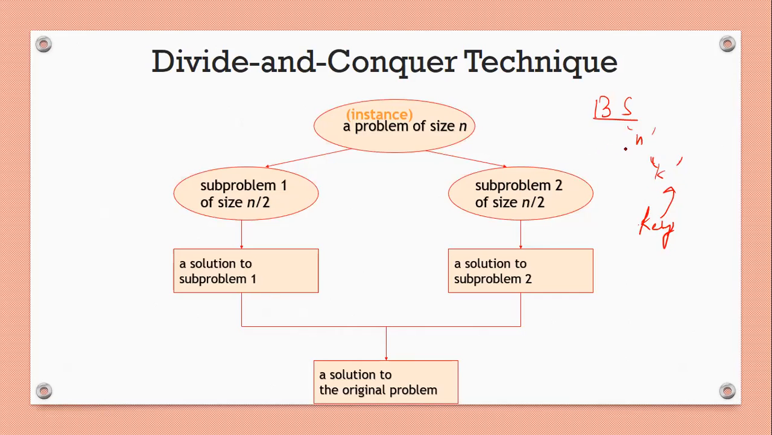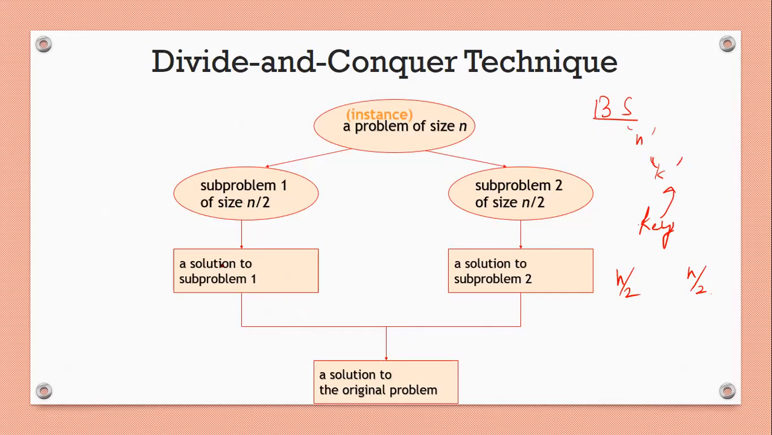So basically, you're dividing the problem into two arrays. What are the array sizes? The size of each array is n by 2. So subproblem 1 is of size n by 2, and subproblem 2 is of size n by 2. After that, we search in these subproblems. Once we have searched, we find a solution to subproblem 1 and a solution to subproblem 2, and together we get the solution to the original problem.